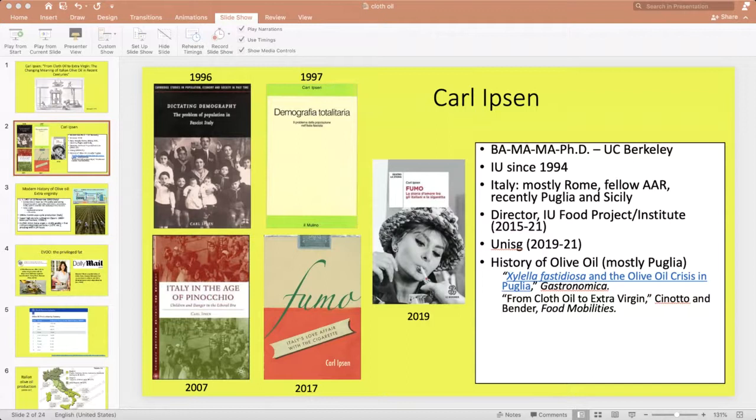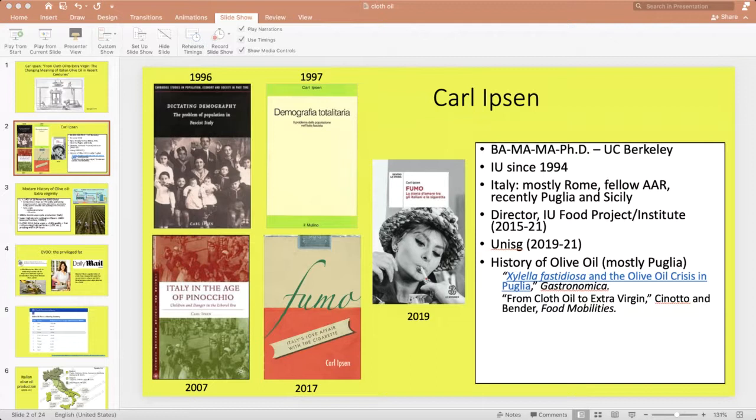At Indiana, I'm the director of something called the IU Food Project, which I helped found a few years back. And I taught in Polenzo a couple of years ago in a master's program, and again last summer, although that was also virtual. I'm scheduled to be back there at the end of September, if all goes well. So hopefully, maybe I'll even see some of you then.